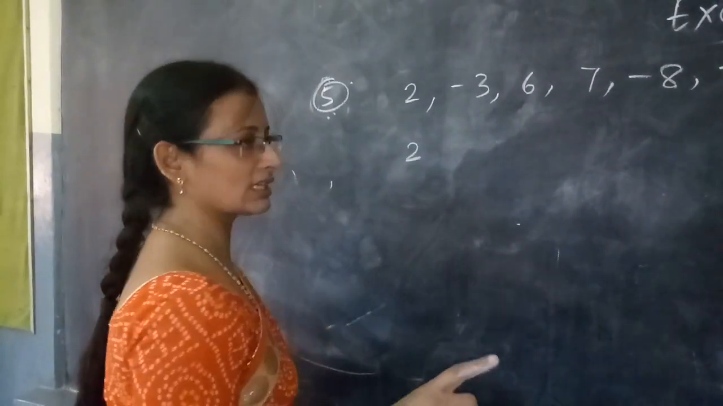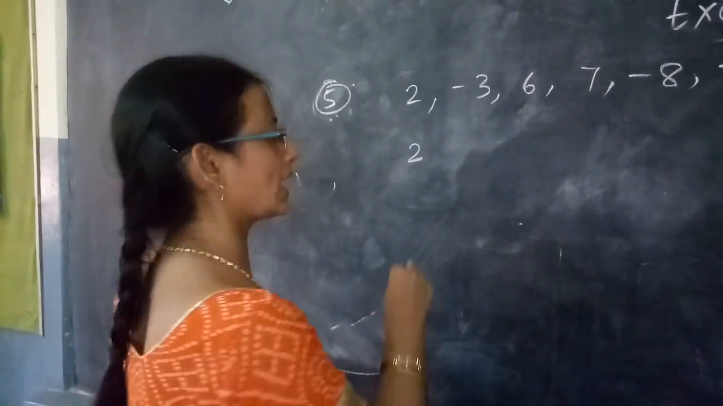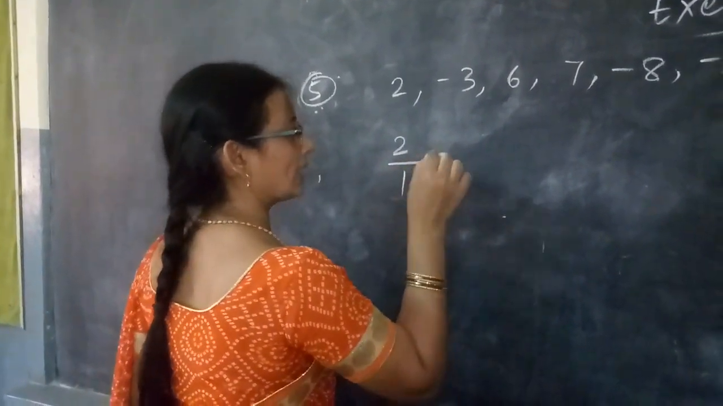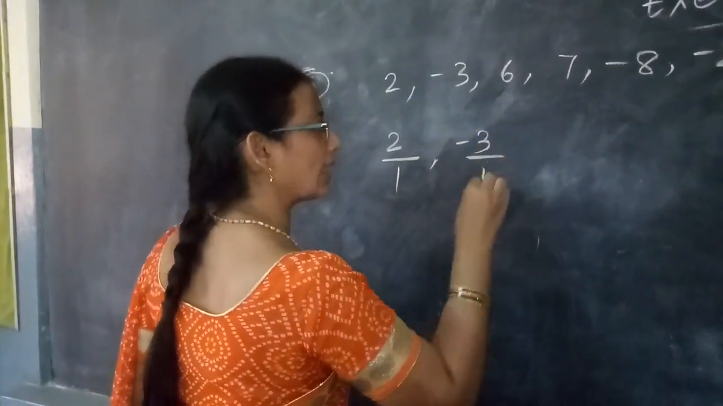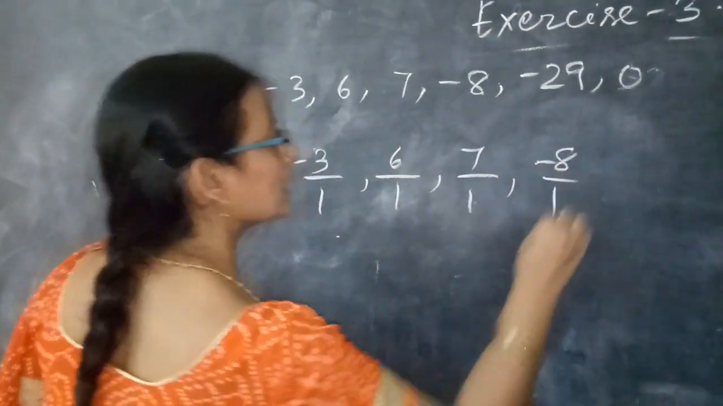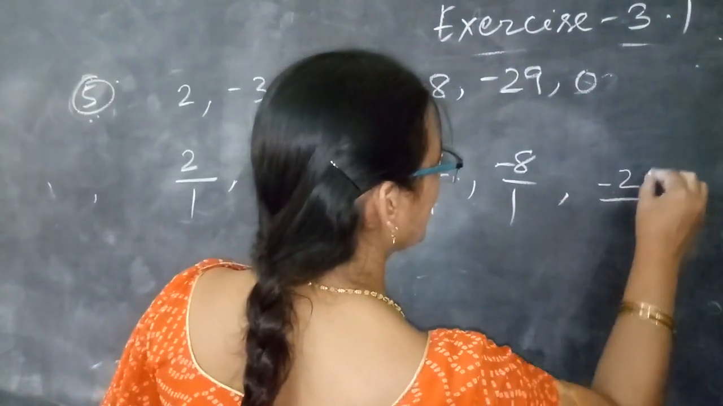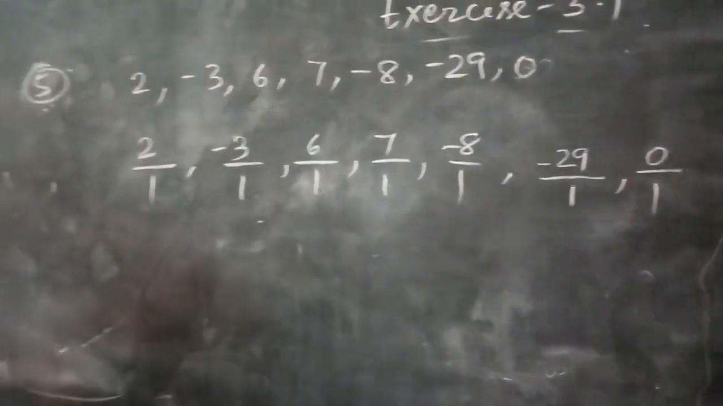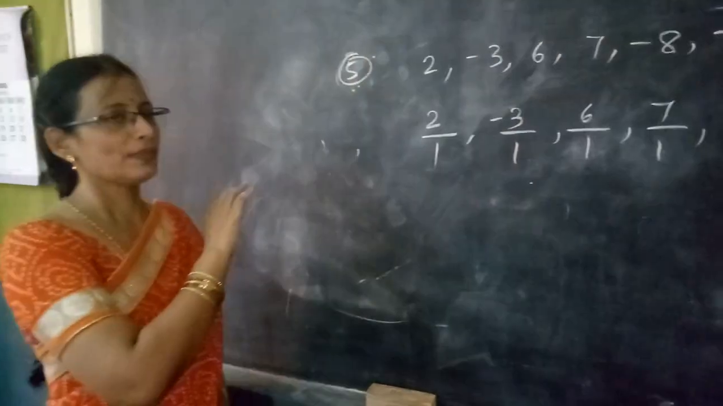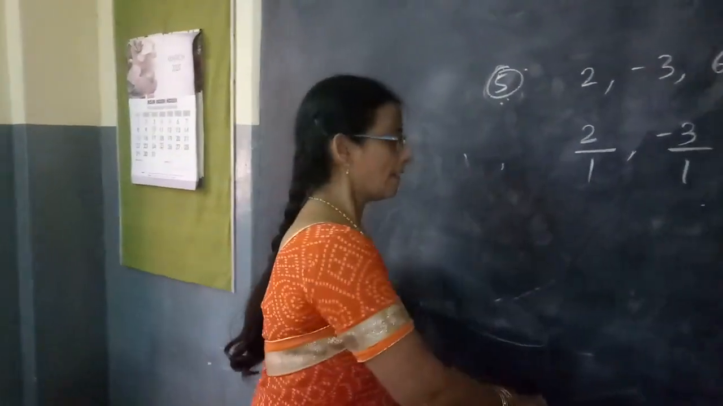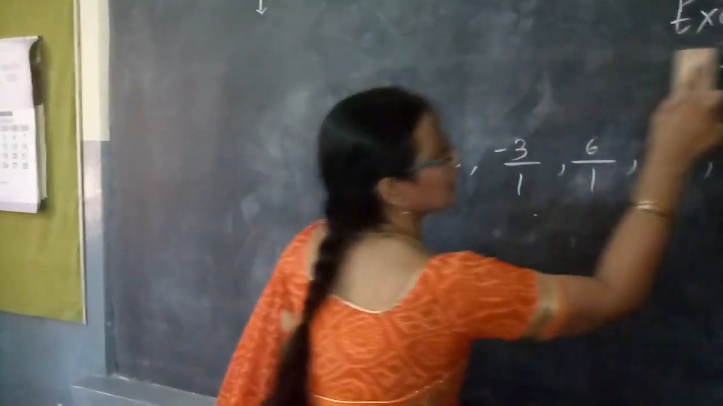Already I have discussed how to write integers in rational number form. 2 by 1, minus 3 by 1, 6 by 1, 7 by 1, minus 8 by 1, minus 29 by 1 and 0 by 1. This is very simple. Integers can be written in the rational form by putting 1 in the denominator.